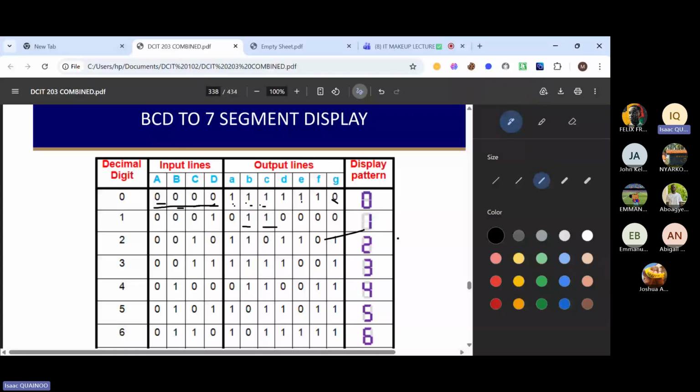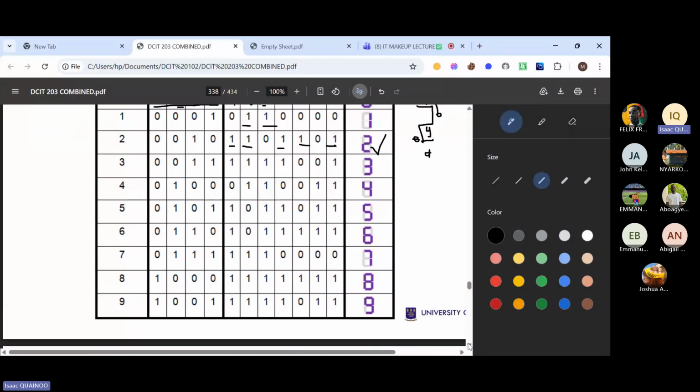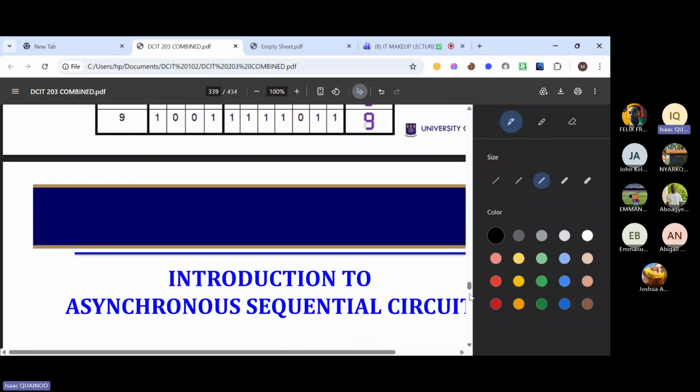Okay. So now if you come to 2, 2 looks like this. Okay. So here is A, here is B, C will be low, D will be high, E will be high, F will be low, G will be high. Okay. So we are going to have A, B, D, E, and G being high. That is how we would obtain our 2. So we use that same method to obtain all the rest.